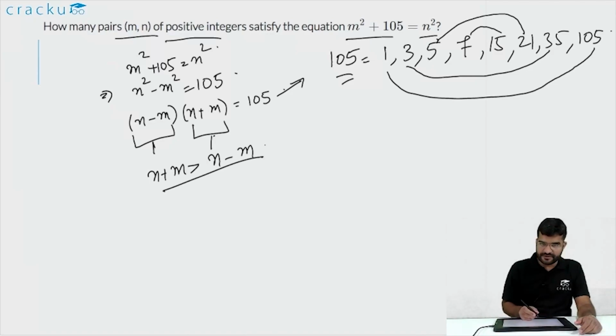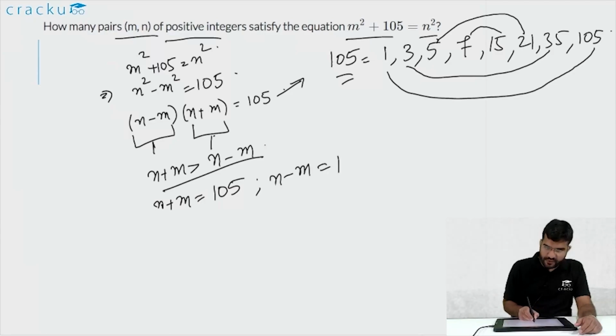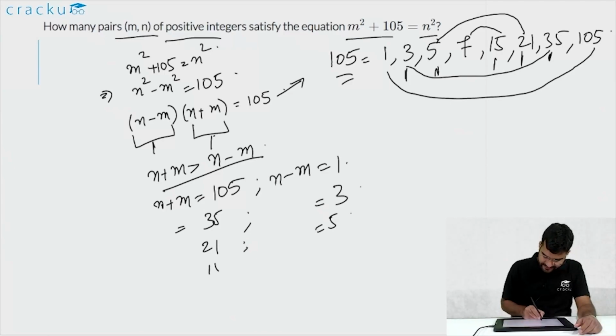So the only cases which are possible are n + m is equal to 105 and n − m is equal to 1. The second case that is possible is n + m is equal to 35 and n − m is equal to 3. Notice that when you multiply them, you are going to get 105. The third case is that n + m is equal to 21 and n − m is equal to 5. And finally, n + m is equal to 15 and n − m is equal to 7.